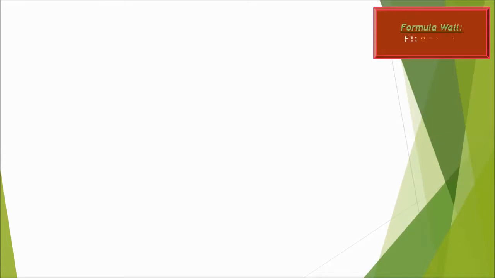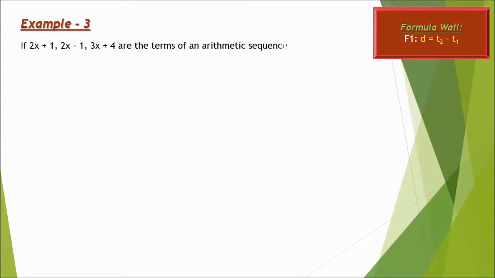Formula 1, you can see formula 1. Example 3. A similar sort of question: these are the terms of an arithmetic sequence, then find the value of x. Very same. I think the two questions are very same. Solution here, t1 is equal to 2x plus 1. The first term is 2x plus 1. This is t1, and you can see t2, and the third term is t3.